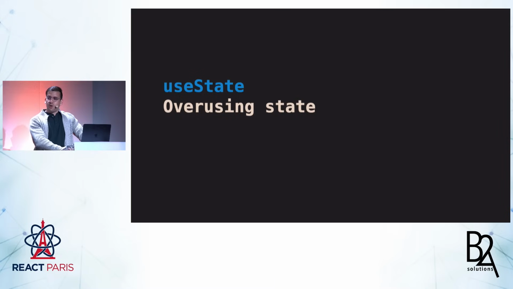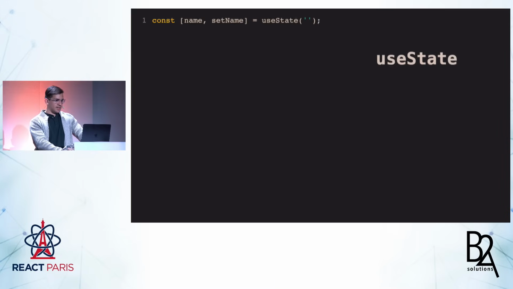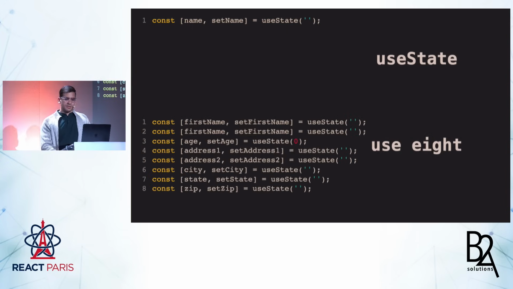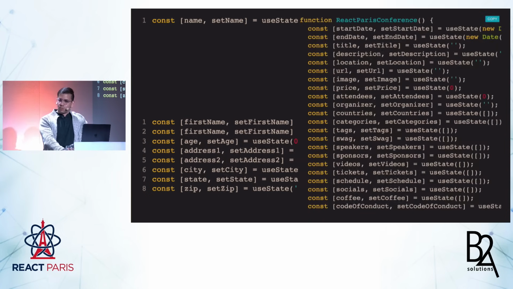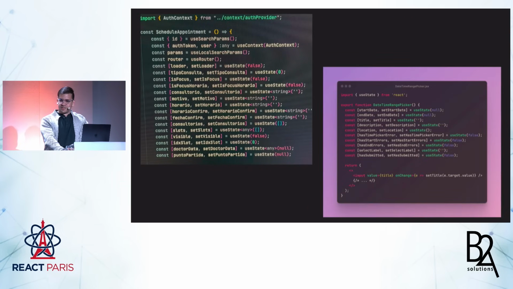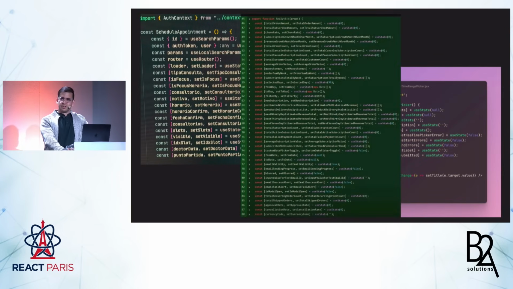All right, so now overusing state. You might be thinking, I don't really have a problem with useState. It's easy. It's a very simple API. But eventually, it never ends like this. It starts like this, but you eventually go from a few useStates to many more. And then things get worse and worse and worse.